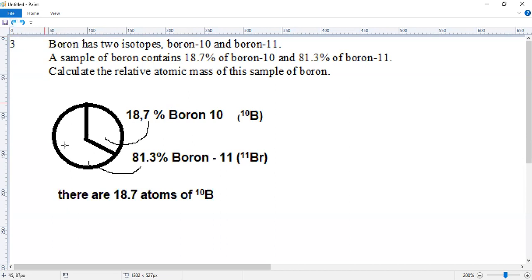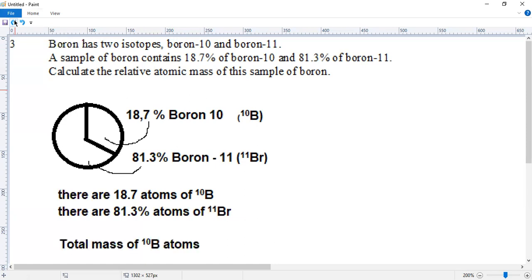Now there are 18.7 atoms of B10. That is exactly what you see in the picture up there. There are 18.7 atoms of boron 10. Actually, you can't take 18.7 atoms, but when it comes to percentage values, we have to just assume if you take 100 particles, 18.7 atoms of them are of B10 type. And also, there are 81.3% of atoms of B11.